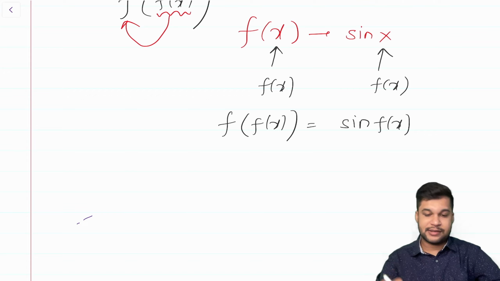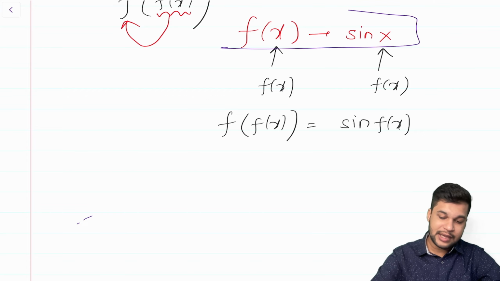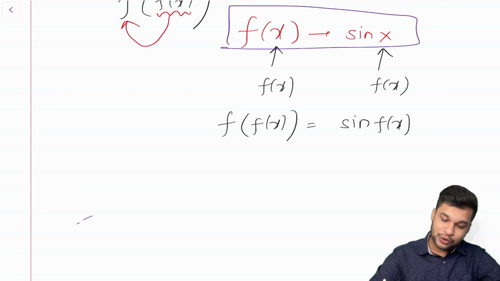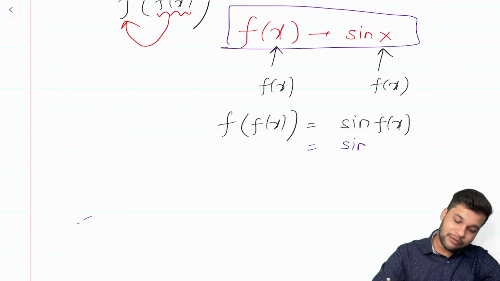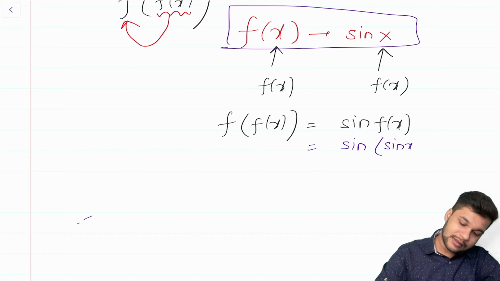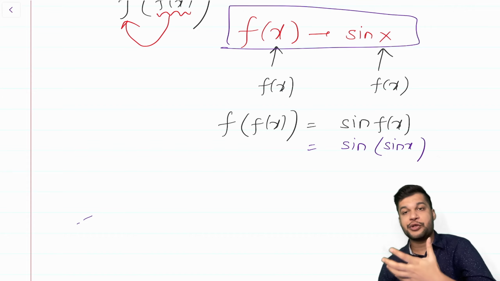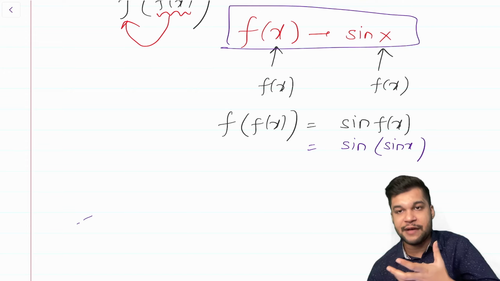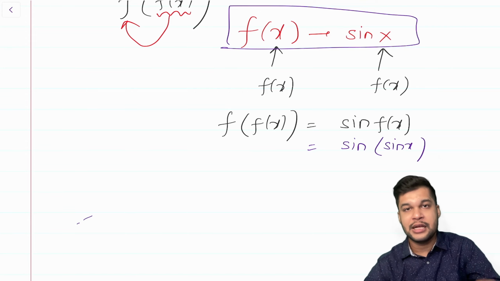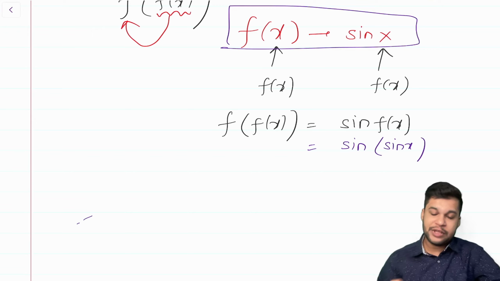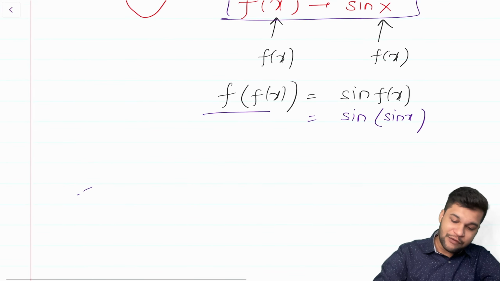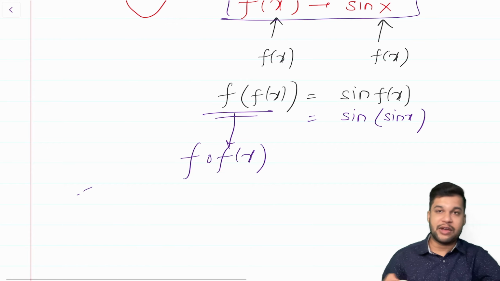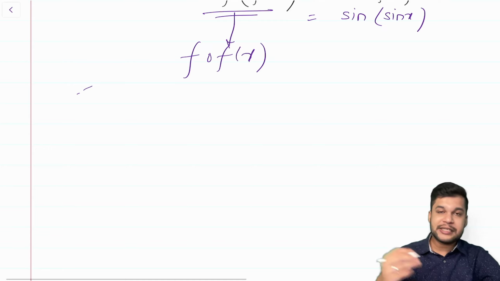But what is f(x)? f(x) is sin x. So the answer will be sin of sin x. Now instead of f(x), I have substituted the main function, which is sin x. So f of f(x) is sin of sin x. But there is one more way to write it. This f of f(x) can also be written as (f∘f)(x), right?